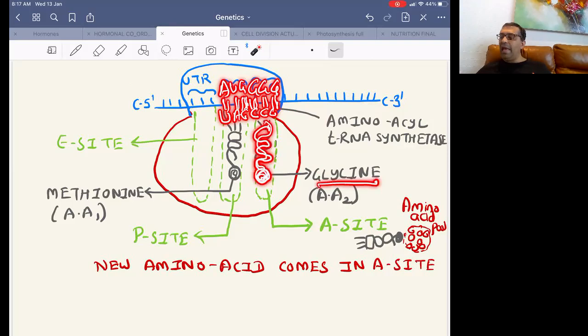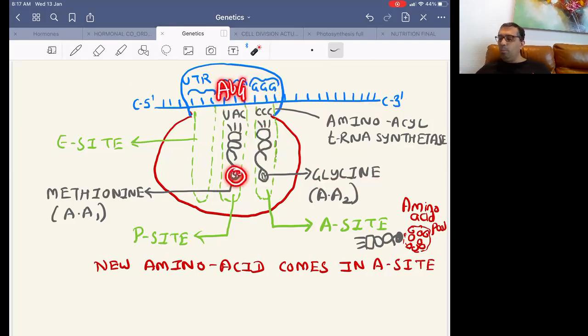So, for AUG, which amino acid got delivered? Methionine, which is amino acid number 1. For GGG, which amino acid got transferred? Glycine, which is amino acid 2.